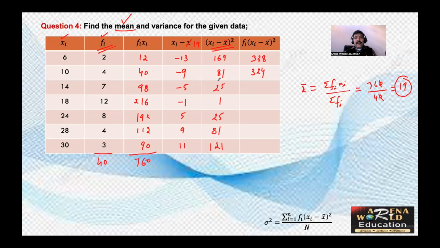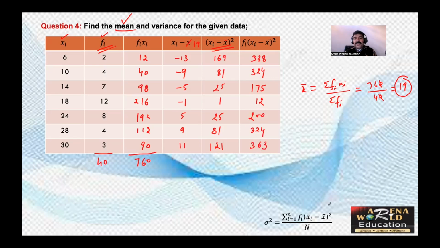And 7 into 25, yes, this will be 175. 12 into 1 is simple, 12. 8 into 25, yes, this will be 200. 4 into 81, yes, this will be 324. And 3 into 121, yes, this will be 363, right?